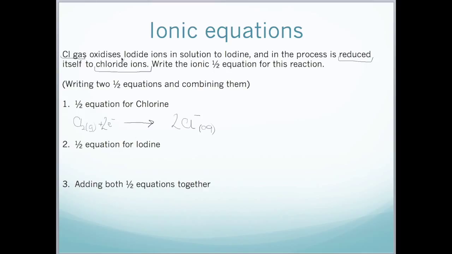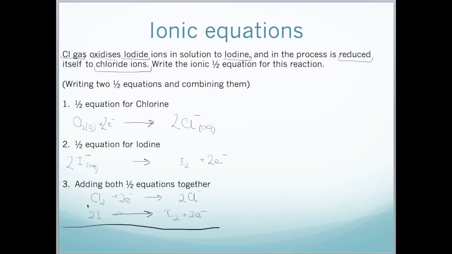So we start off with iodide ions in solution, and this gets oxidized to iodine. And because we are told that it's an oxidation, it means the electrons have to be on the right. So we have to put 2 iodide ions here and 2 electrons here. This is now balanced. We need to add the two equations together, write one above the other.